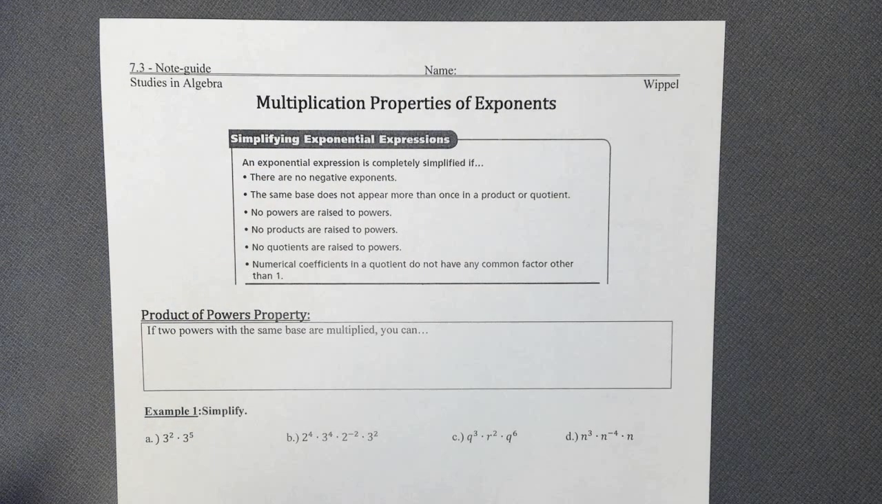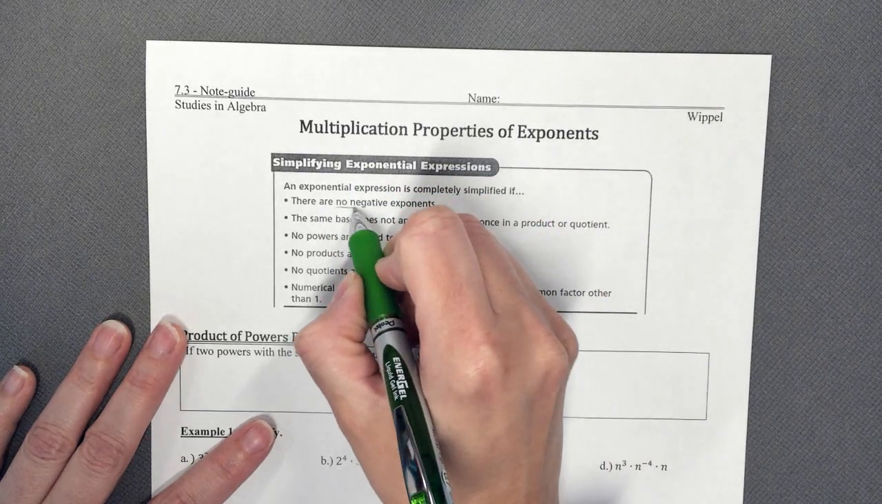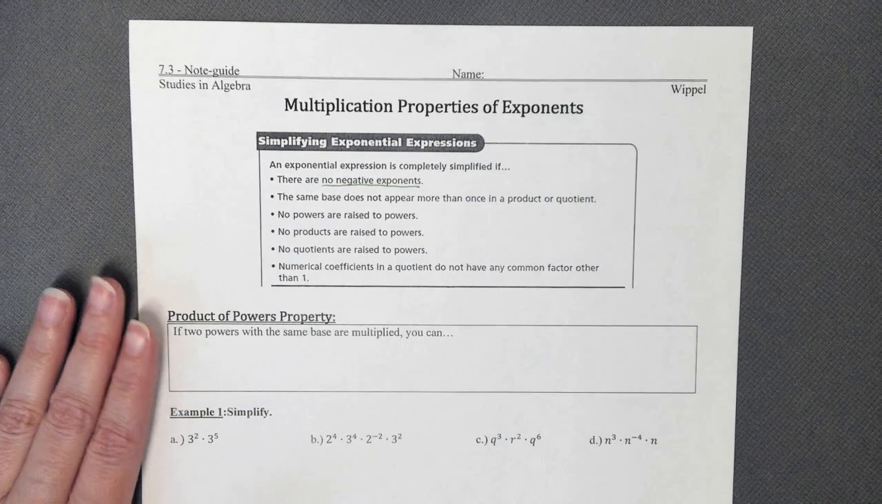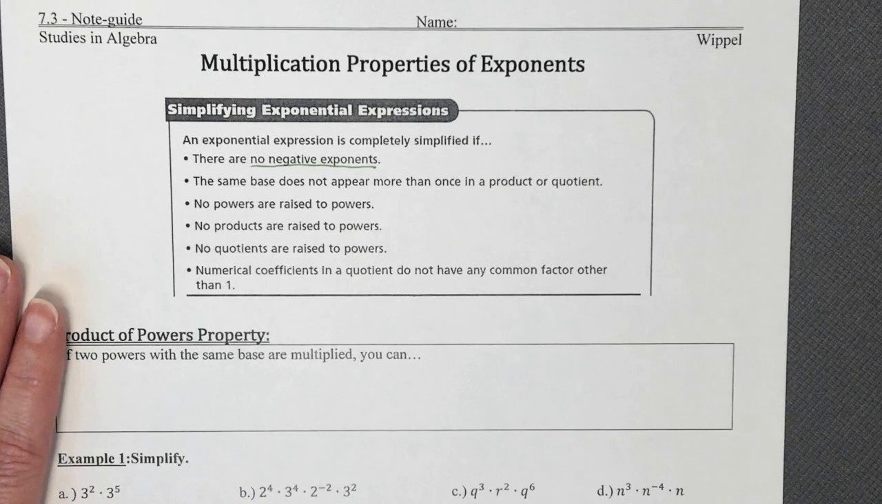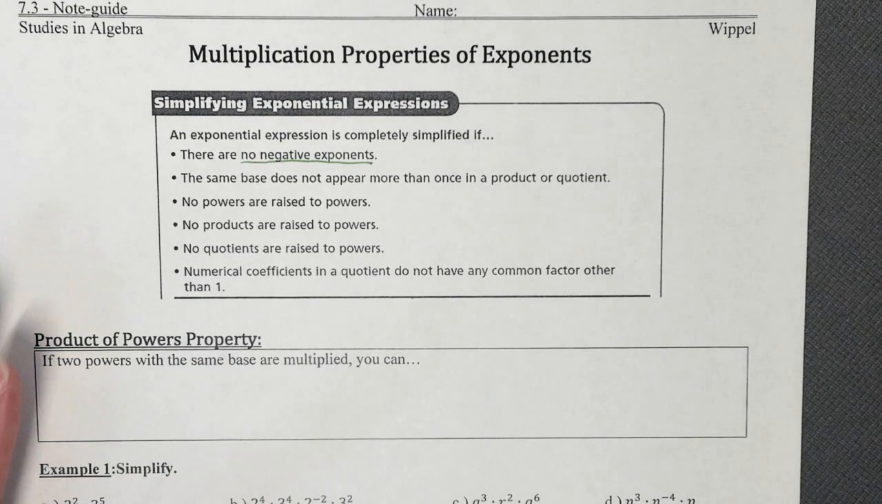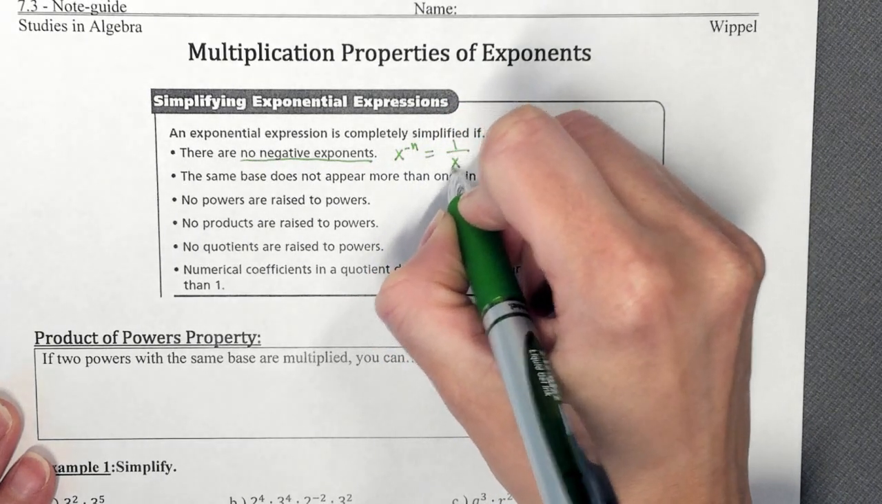Okay, so an exponential expression is completely simplified if there are no negative exponents. One thing that we learned last week is how to make a negative exponent into a positive one. Does anybody want to tell me how you do it? How do you turn a negative exponent into a positive one? Yeah, make it into a fraction. So if you have x to the negative n, it's going to be 1 over x to the n.